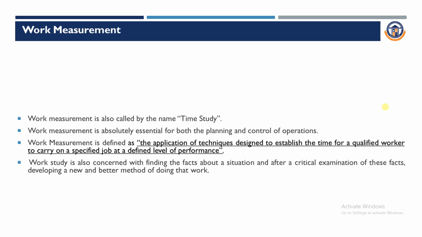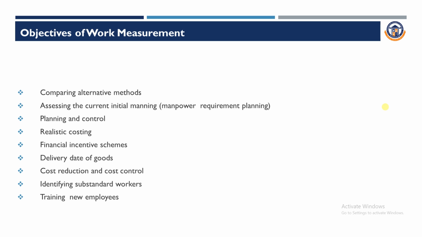Work study is also concerned with finding the facts about a situation, and after a critical examination of these facts, developing a new and better method of doing that work, which is the most important objective of work study. So, what are the objectives of work measurement? First and foremost, work measurement is used for comparing alternative methods to find a better method for doing the job. It is also helpful for assessing the current manning or manpower requirement planning.